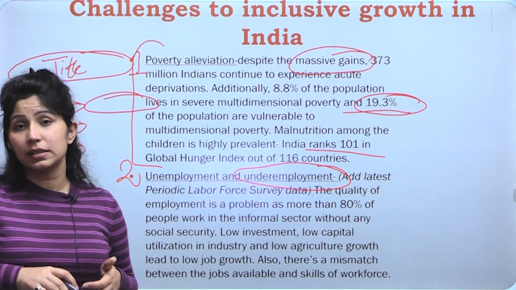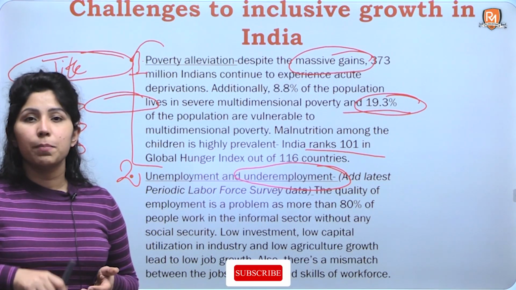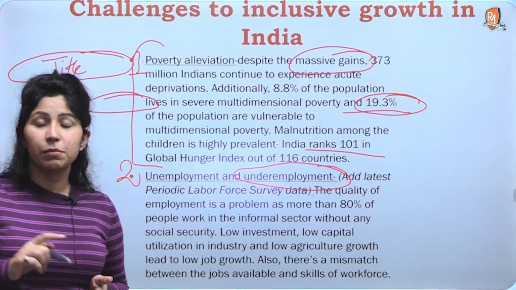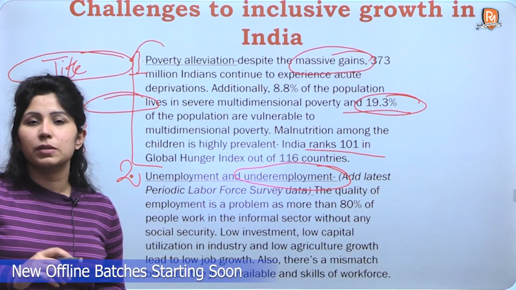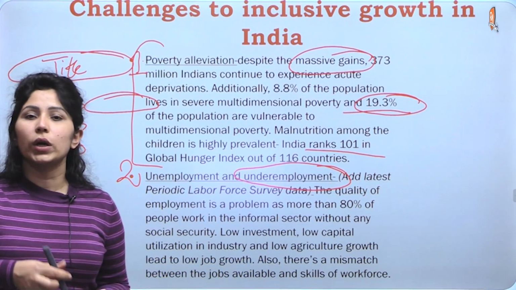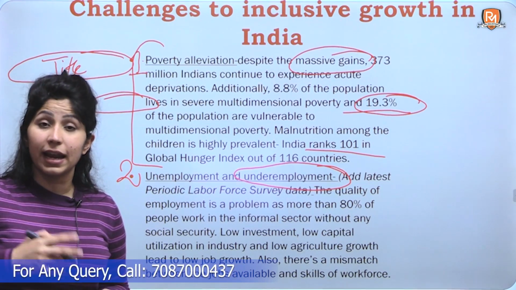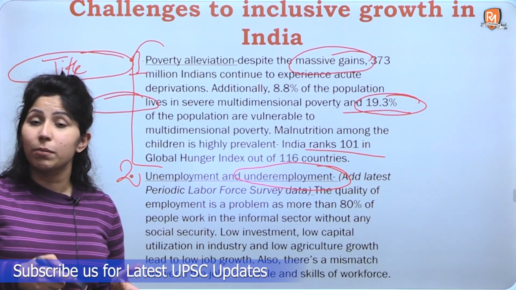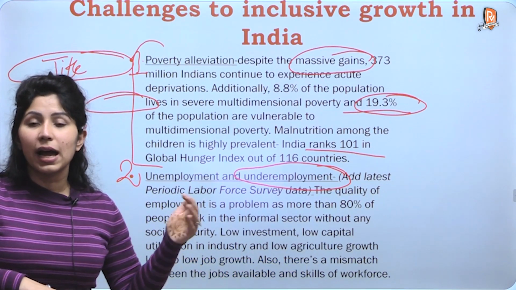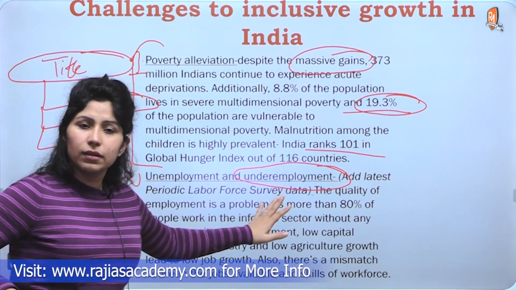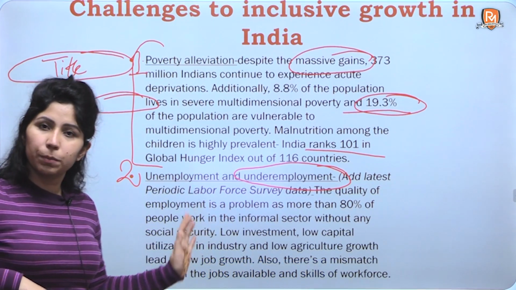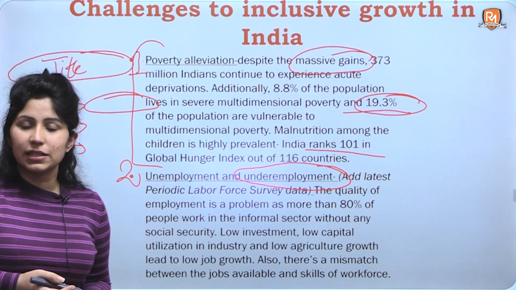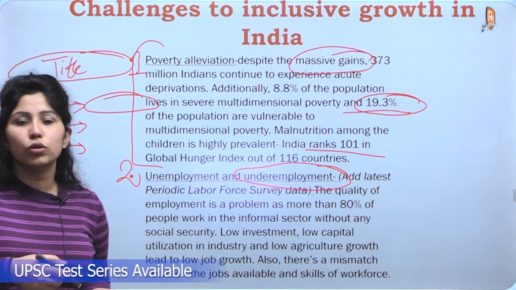Also, when you're writing any statistics related to employment or unemployment, make sure that whatever is the latest Periodic Labour Force Survey data before your mains exam, or even for your prelims, you note down the key points from there. What is the level of unemployment in India? What has been the trend of employment in the past decade? How has the employment rate of women changed over time? Make sure you add all of that, and here I've written in the bracket also, add the latest data from PLFS. So the quality we've talked about: low investment, low capital utilization in industry and low agricultural growth lead to low job growth.